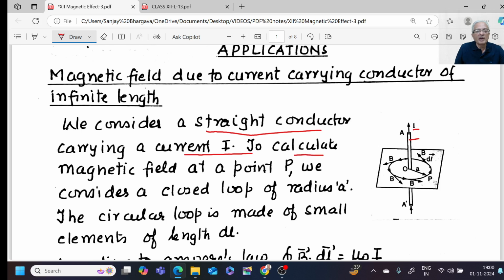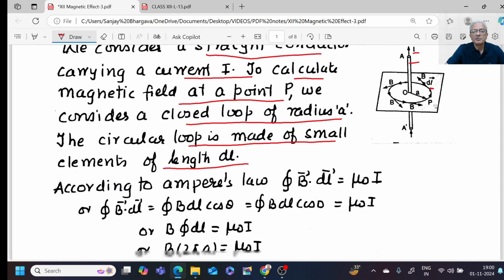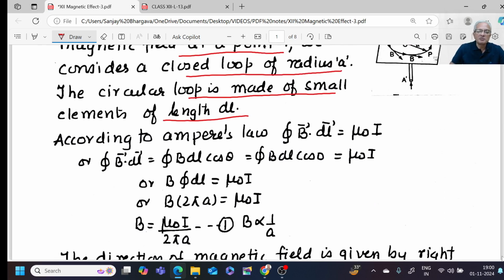To calculate magnetic field at point P, we consider a closed loop of radius a. The circular loop is made of small elements of length dl. So one dl is marked here. Now, what does Ampere's law say? Integration B dot dl must be equal to mu 0 times I, or integration B dl cos theta.